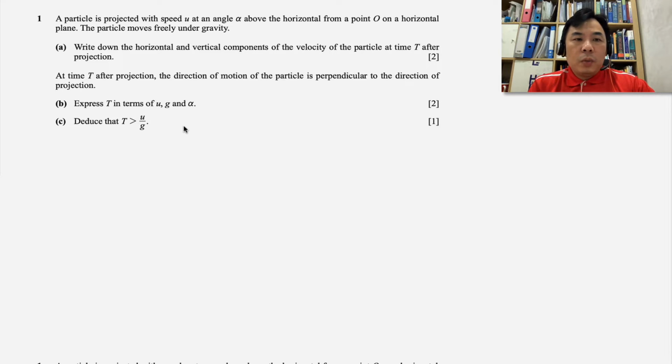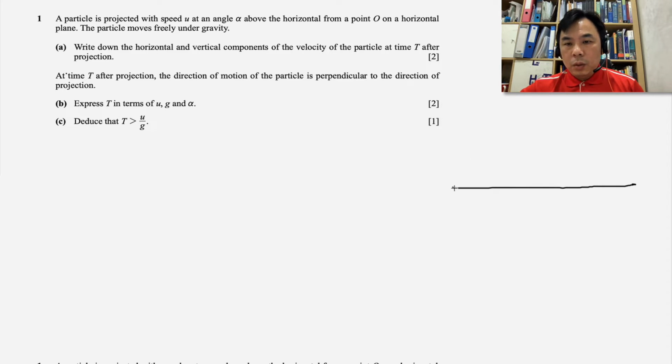Okay, now for the second section: at time t after projection, the direction of motion of the particle is perpendicular to the direction of projection. We need to express t in terms of u, g, and alpha, and hence deduce that t is greater than u over g. I think the second section is more interesting in this case, so maybe it's best we try to represent this visually. How does the projectile motion look?